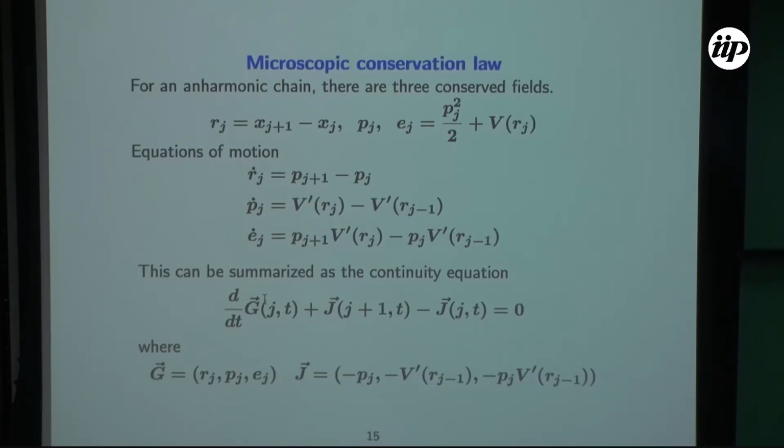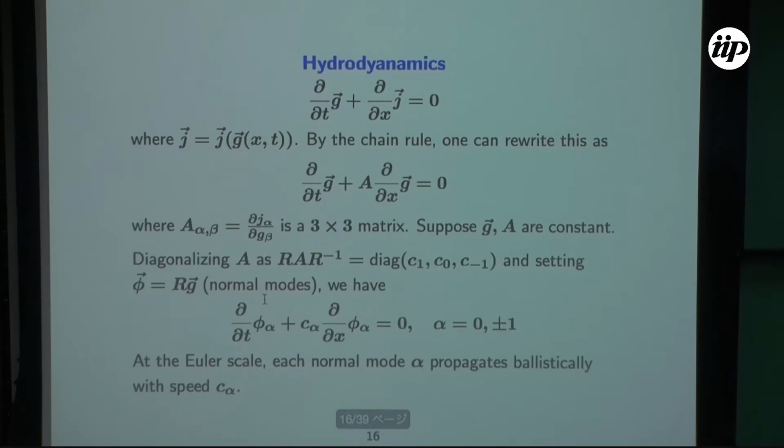So microscopically, we can simply try to rewrite the evolution equation, the Newton equation, the Hamiltonian equation, in the form of a continuity equation. So this is the stretch, the difference of x_j's, and momentum and energy, as usual. Then the time evolution equation is written in this way, which can be summarized as the continuity equation in this way. So this is very standard. This is just a rewriting of the microscopic equation.